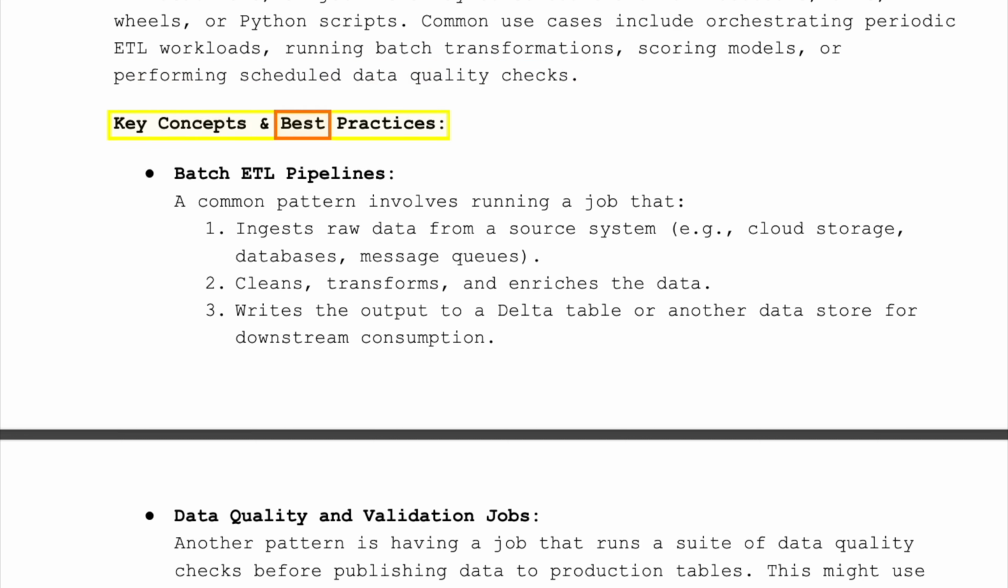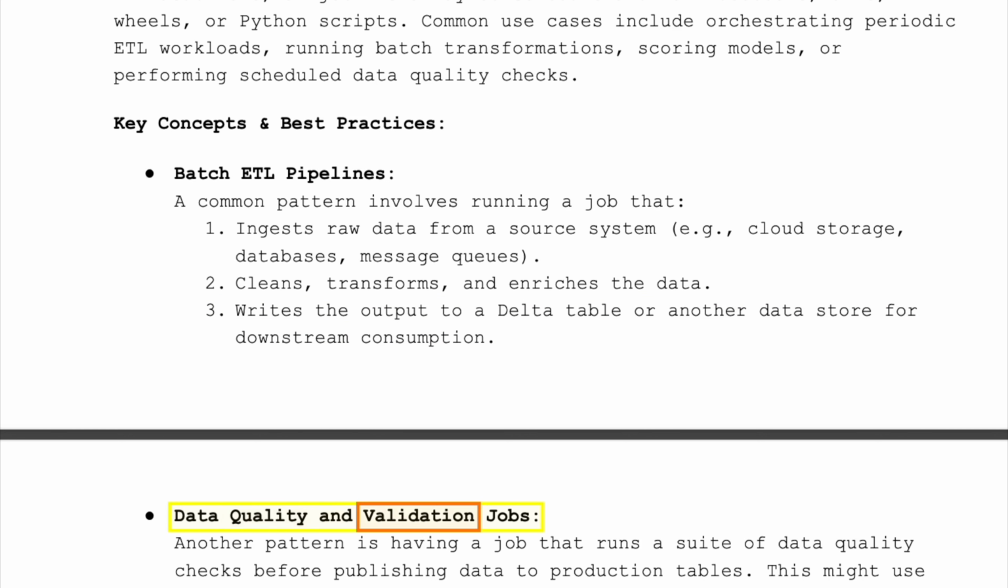Key concepts and best practices: batch ETL pipelines. A common pattern involves running a job that 1. Ingests raw data from a source system, for example, cloud storage, databases, message queues. 2. Cleans, transforms, and enriches the data. 3. Writes the output to a Delta table or another data store for downstream consumption.